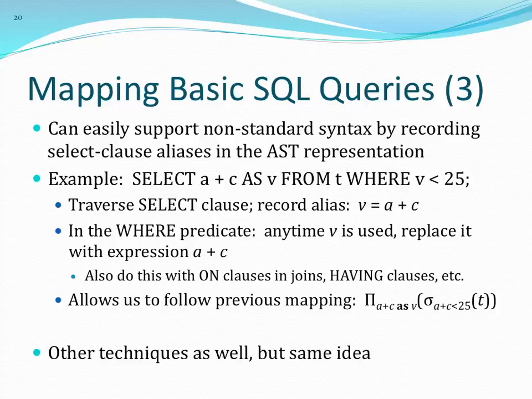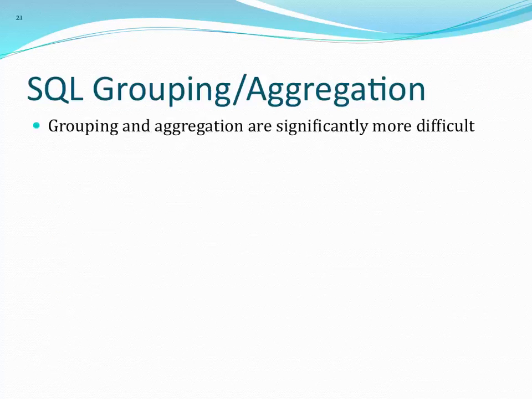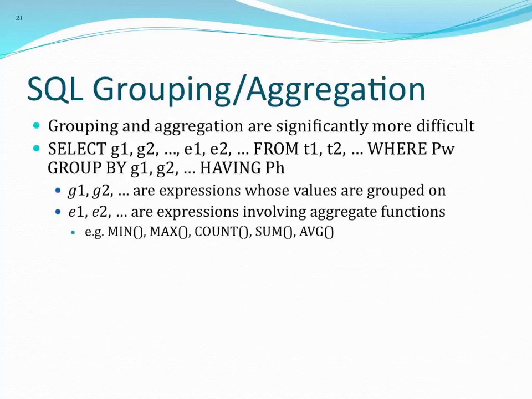It gets much worse. Grouping and aggregation. Here is a simple template. Select G1 through whatever, and then E1 through whatever. G1 and so forth are grouping attributes, or grouping expressions, I should say. And E1 are expressions that involve aggregates. Then you have some where predicate, and then you have a having predicate as well.